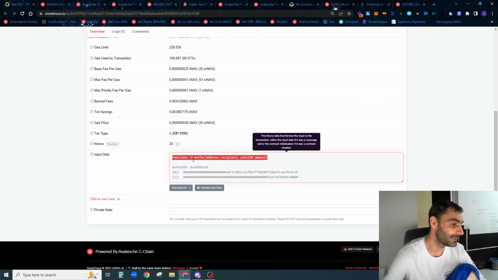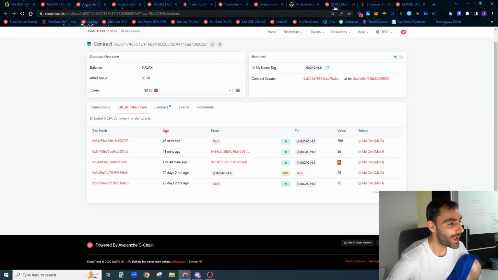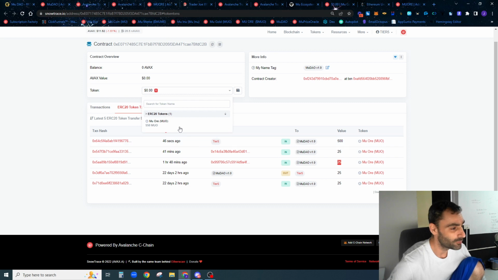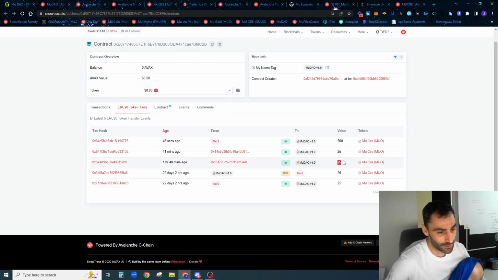Okay, so hopefully you can see the big difference. This money came in through a transfer. This money came in through a deposit. We only keep track of deposits, which is why whenever you look at the Mu DAO, there's 550, but of those 550, you can see 25 came in, 25 came in, 500 came in.